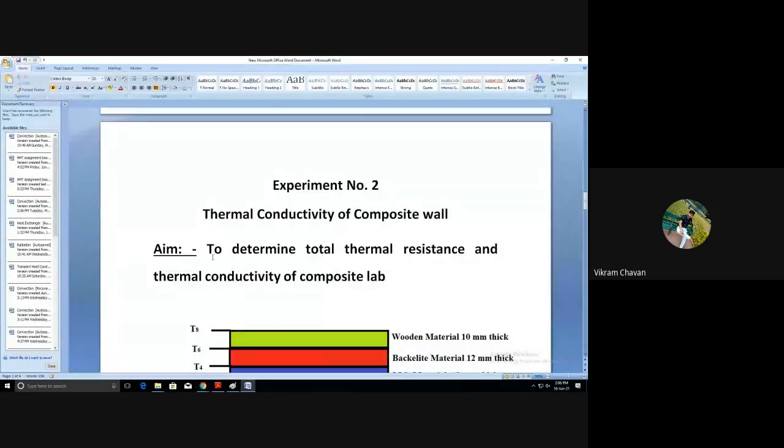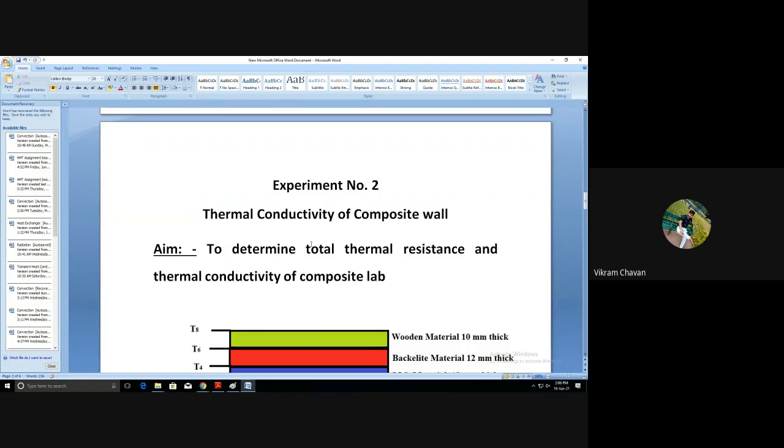Okay, so today in this practical session, we try to understand how to determine the thermal conductivity of a composite wall. We all know what is meant by a composite wall. We have discussed in the theory part what is meant by a composite wall. If the wall or the slab is made up of two or more different materials, then that wall or slab will be considered a composite wall or composite slab.